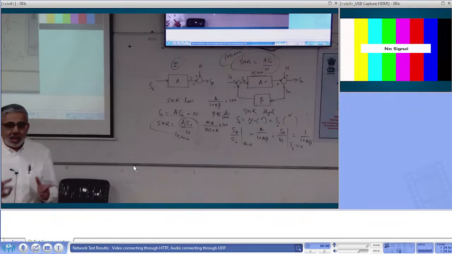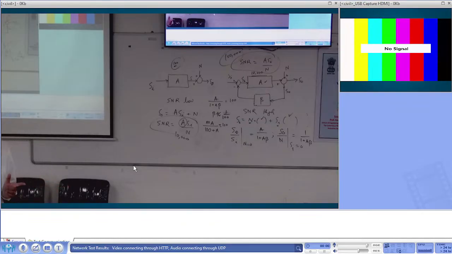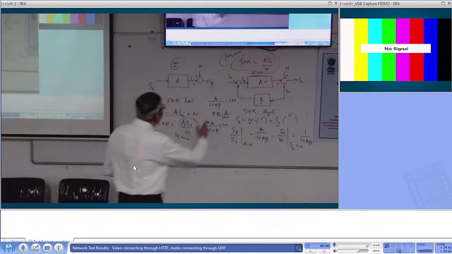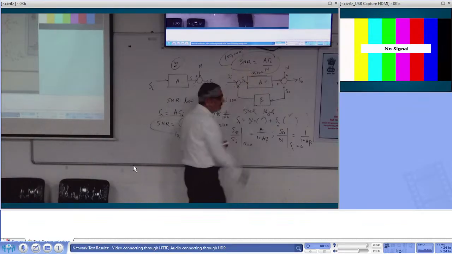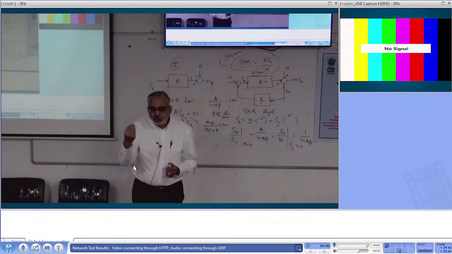Amplification allows you to set up a feedback loop where you can throw away things you don't want. Same way with non-linearity, same way with many things. Feedback lets you do that because of this high gain. 10,000, 1 lakh. Those amplifiers are available to you.